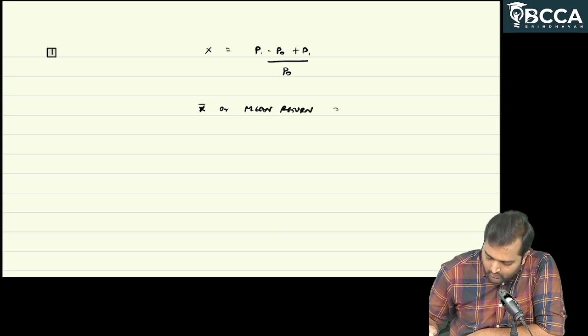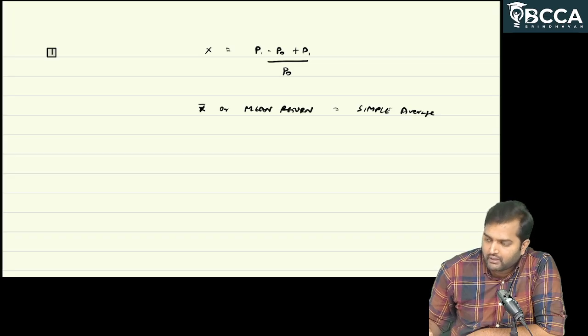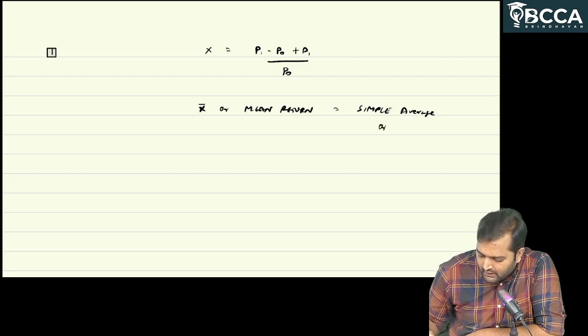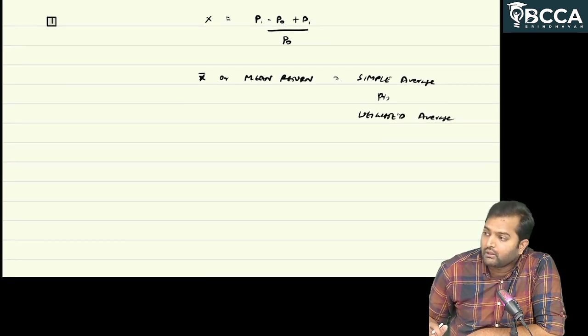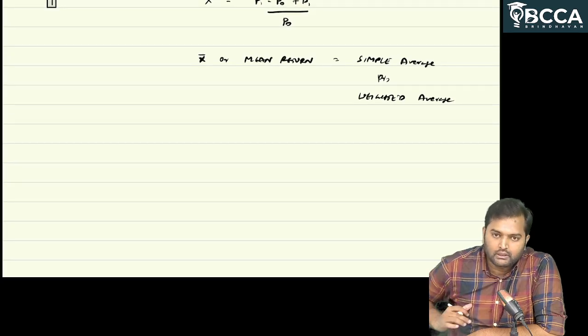How do we get mean return? If it is past data, then we do a simple average. When the future data is given, then we do a weighted average.